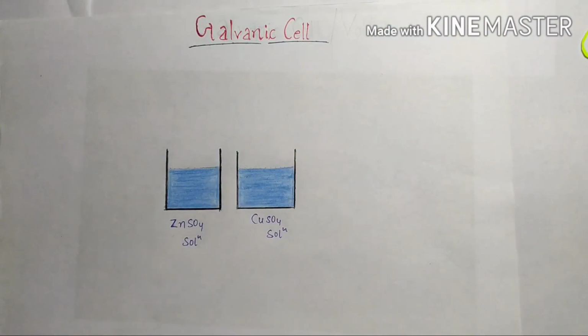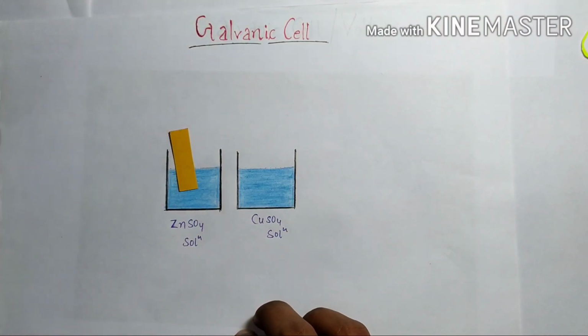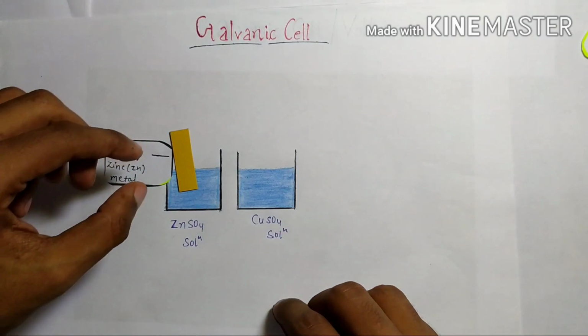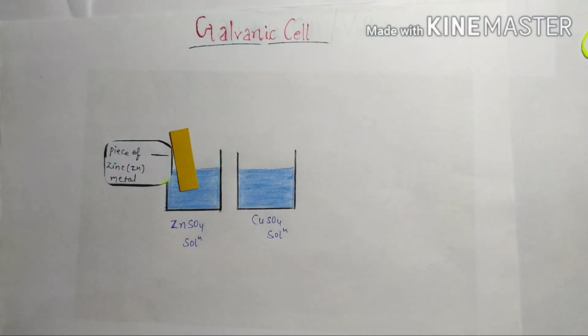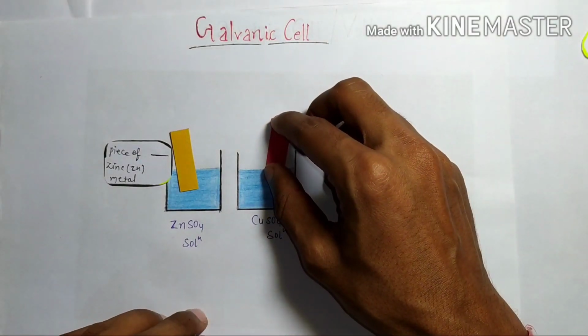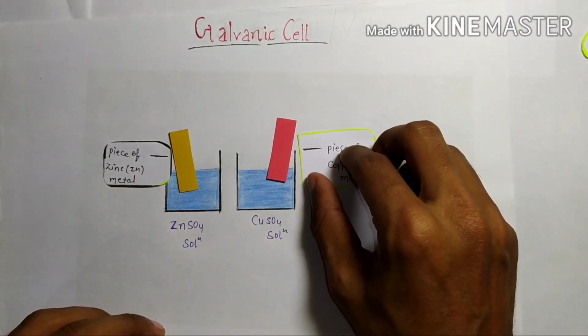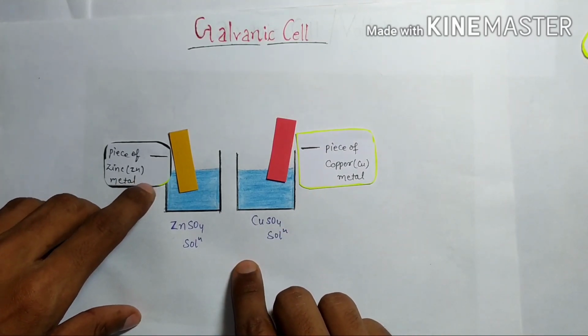Now what do we have to do? We have to take a piece of zinc metal. Okay. This is the piece of zinc metal. We have to insert the piece of zinc metal into the ZnSO4 solution, and then we have to put the copper piece in the CuSO4 solution, right? This is the copper metal piece, and this is the piece of zinc metal.